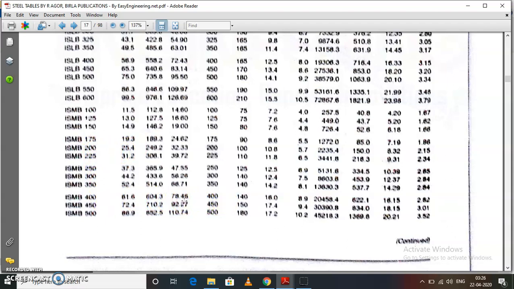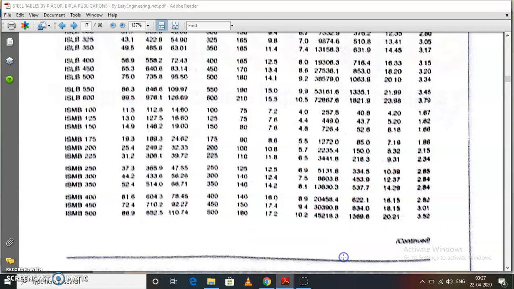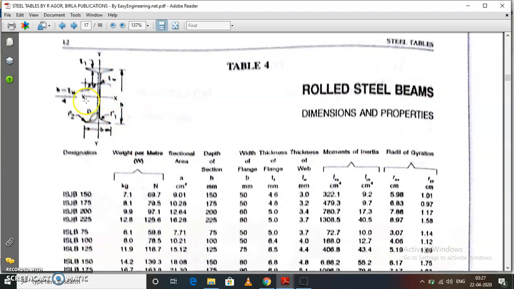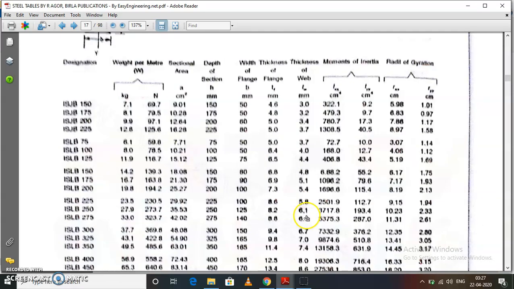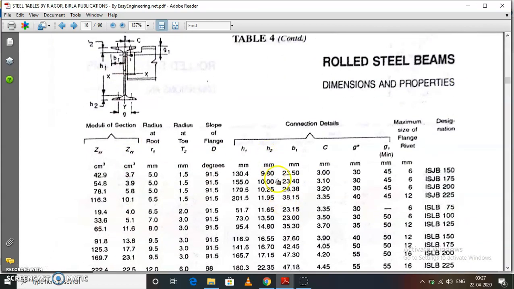78.45. Next, thickness of the flange and thickness of the web, 8.9 millimeter. Depth of the web, D, is 400 minus 2 times 32.8. So you have to deduct from the total height of 400 the H2 value on either side, this flange portion, which is given here as H2.